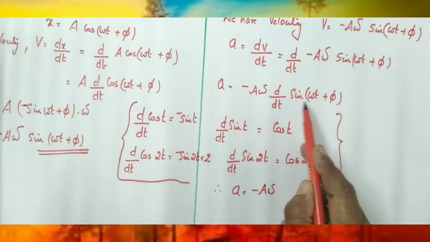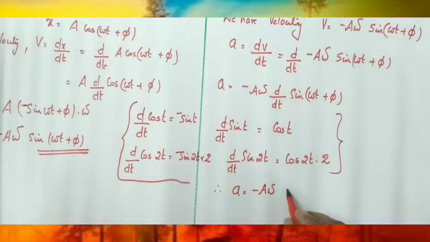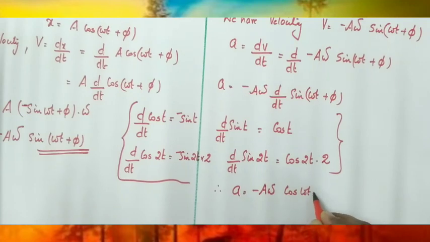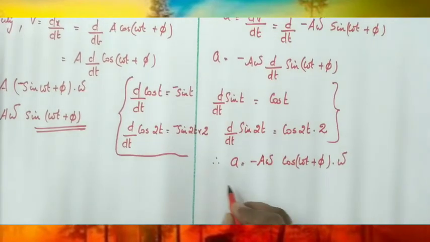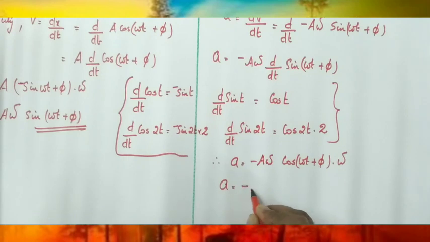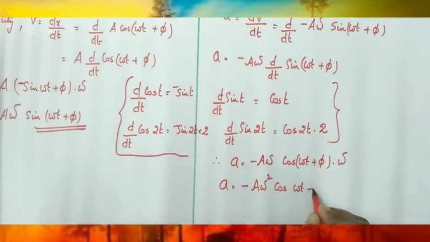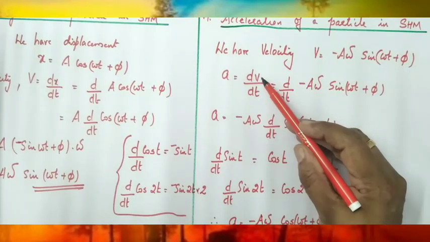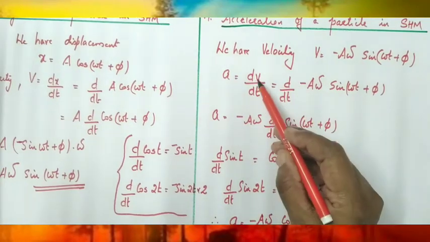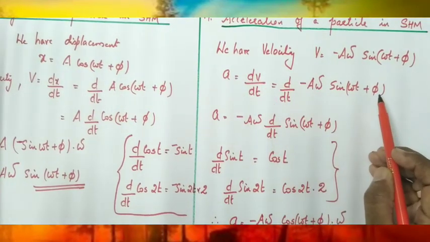What is d by dt of sin omega t plus phi? That is cos omega t plus phi into the coefficient omega. Coefficient of t, that is omega. So acceleration can be written as a equals minus a omega square cos omega t plus phi. Acceleration is the rate of change of velocity, dv by dt. So d by dt of velocity is minus a omega sin omega t plus phi.